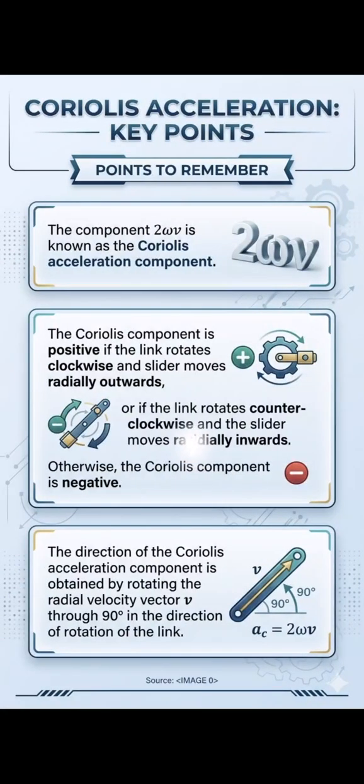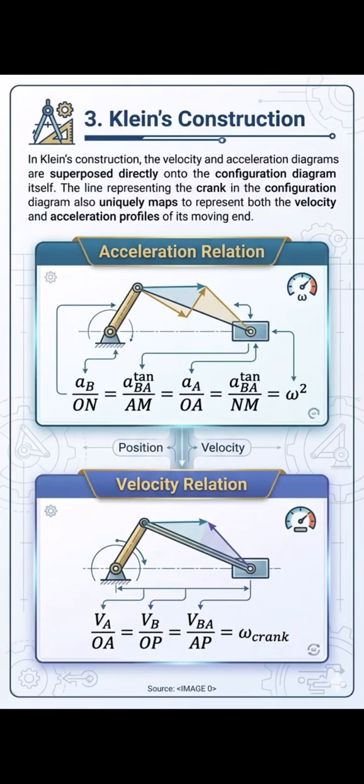Coriolis component acceleration key points. The component 2 omega v is known as the Coriolis acceleration component. The Coriolis component is positive if the link rotates clockwise and the slider moves radially outward, or if the link rotates counterclockwise and the slider moves radially inward. Otherwise, the Coriolis component is negative. The direction of the Coriolis acceleration component is obtained by rotating the radial velocity vector v through 90 degrees in the direction of the rotation of the link.